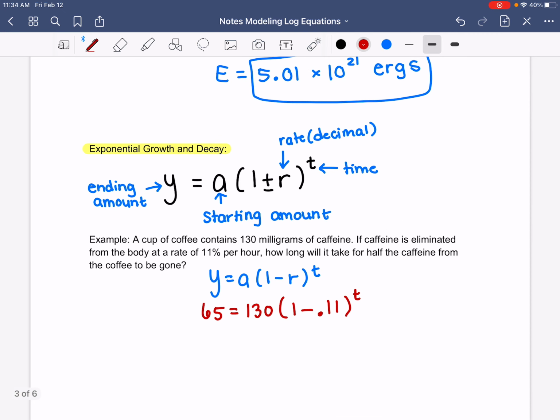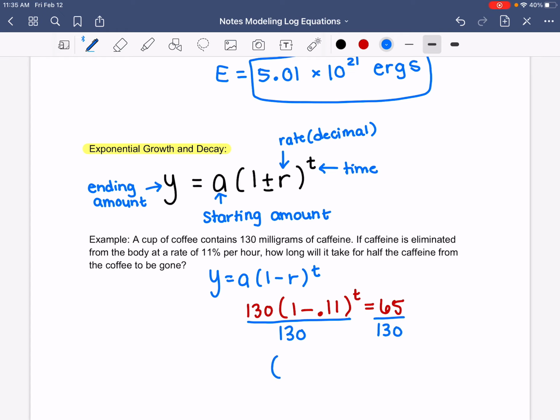All right, so we're going to go ahead and solve for t. The first thing I notice is that my exponential piece is on the left. So I'm going to go ahead and switch that at the very beginning, and I'm going to put my equals 65 on the other side. Then I'm going to try to isolate my exponential piece. So I'm going to divide both sides by 130.